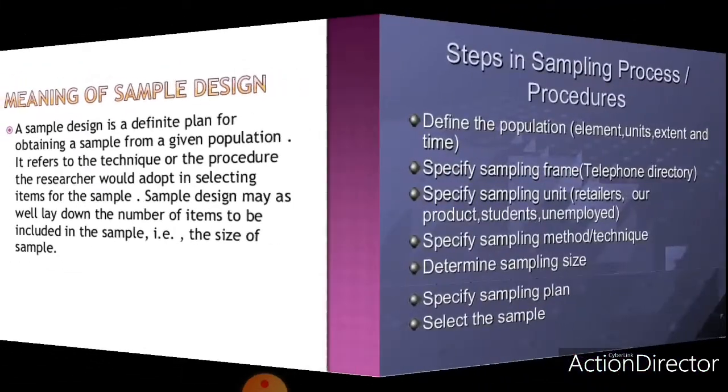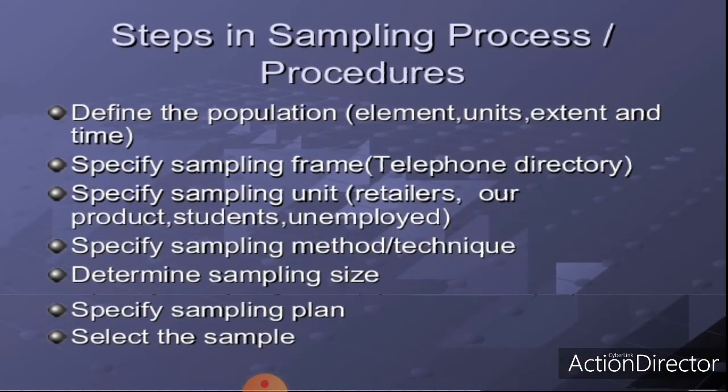Okay, now we have a look at the sampling process or steps in sampling design. The sampling process consists of 7 steps. They are: define the population, specify sampling frame, specify sampling unit, specify sampling method or technique, determine sampling size, specify sampling plan and select the sample. So now we can discuss each step in detail.